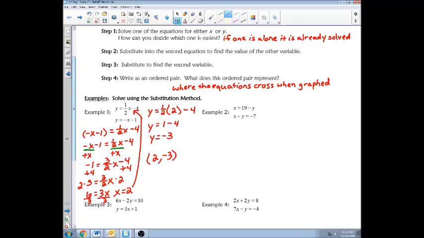Okay? On to example number 2. So actually that's my answer, and that would be the point where my two equations, or my two lines, would cross if we were to graph it.